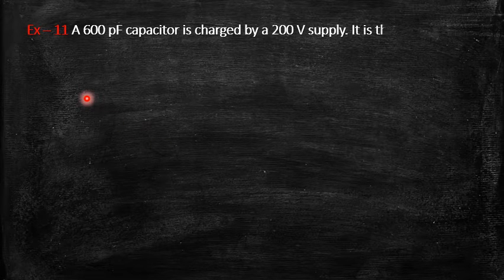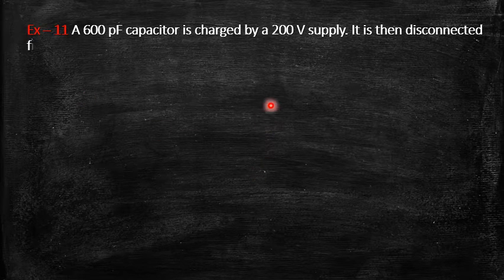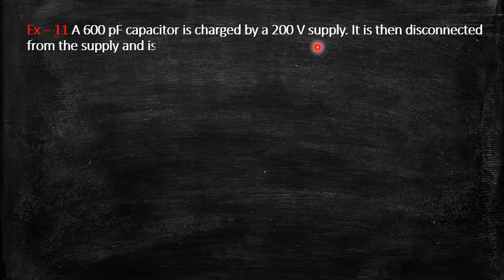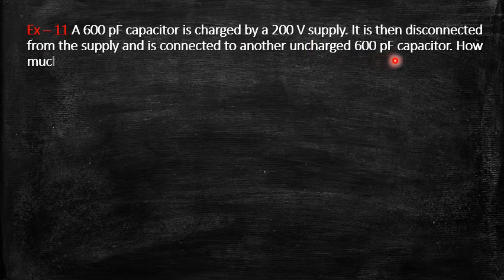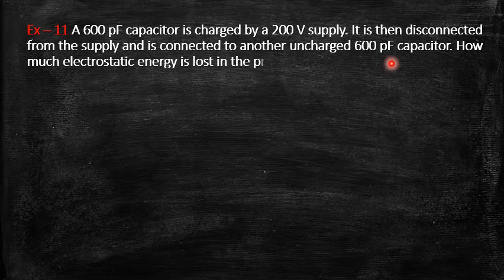In the last one of the exercise, we have a 600 picofarad capacitor which is charged by a 200 volt battery supply, and it is then disconnected from the supply and connected to another uncharged capacitor of the same value. How much electrostatic energy is lost in the process? Now this lost is actually not a proper word, but let us find out how much is the change in energy.